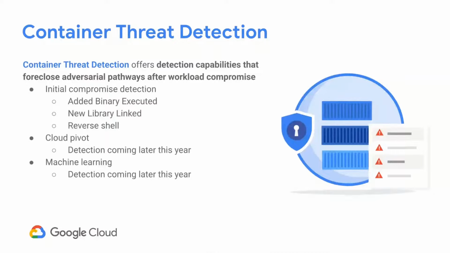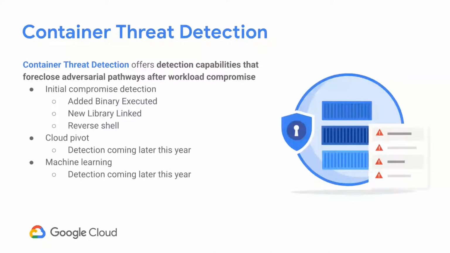Finally, we're also detecting reverse shells from clusters to the internet. And this is another signal that an adversary has gotten control of a workload and has managed to phone home one way or another. So with these, what we're doing is foreclosing adversarial pathways. We take away the ability of a bad guy to execute new code on your cluster, and we take away the ability of the bad guy to phone home and open up an interactive session.